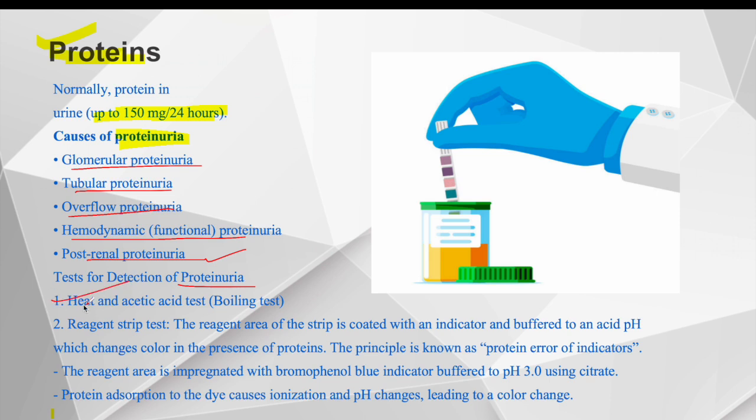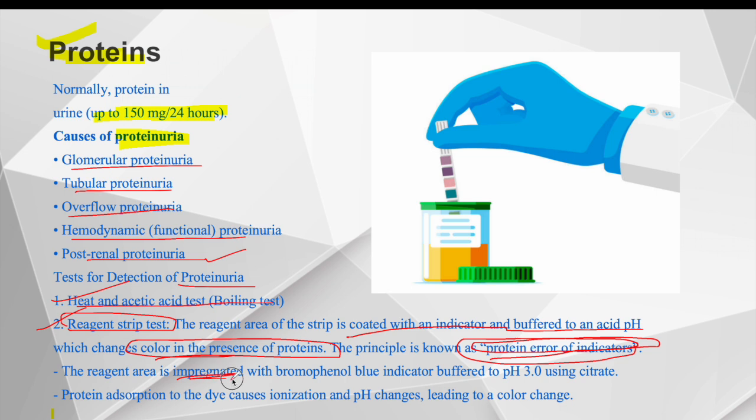First of all, which is heat and acetic acid test, which is also called the boiling test. Second one, which we routinely do, is reagent strip test. Now, the mechanism of protein measurement in the reagent strip is that it is coated with an indicator and buffered to an acid pH, which changes color in the presence of proteins. This is known as protein error of indicators.